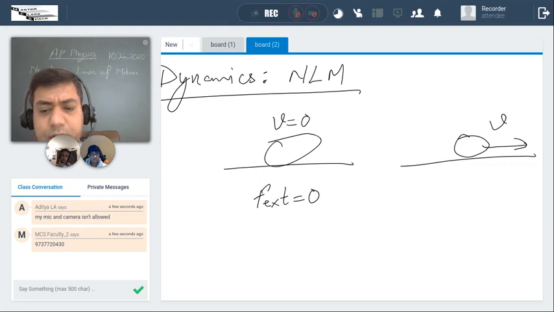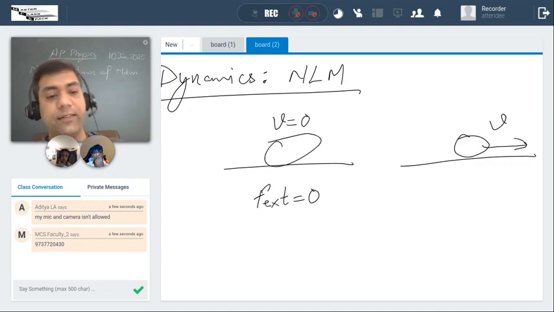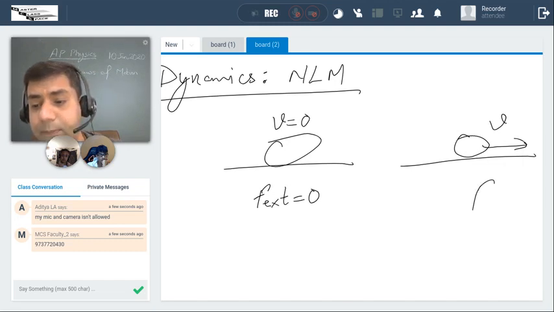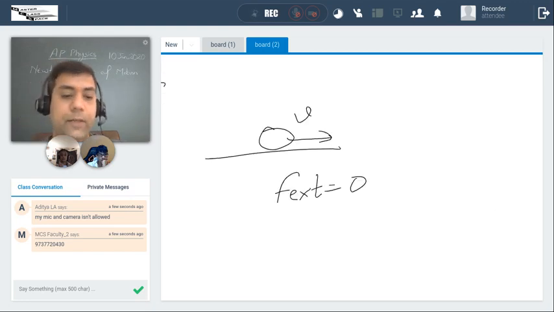F external is 0. If F external is 0, the body will remain at rest. A body in motion remains in constant motion, moving with constant speed. It does not decelerate, it does not accelerate until and unless some external force is applied on it, because if an external force is applied, then the velocity will change. Got it, my dear? So basically, it's all a game of external force, my dear friends.